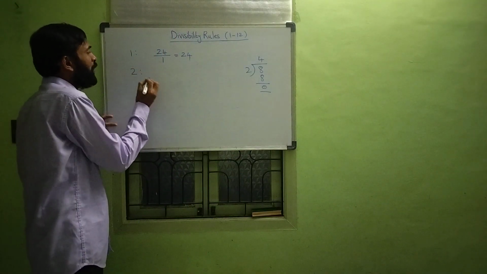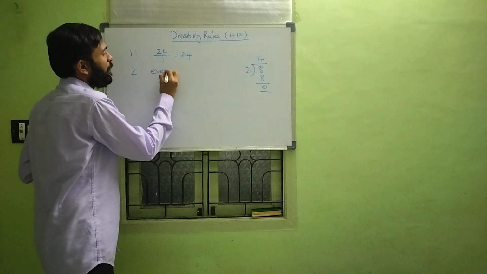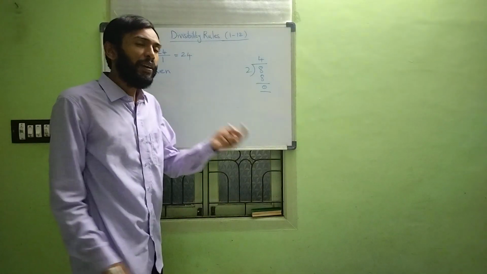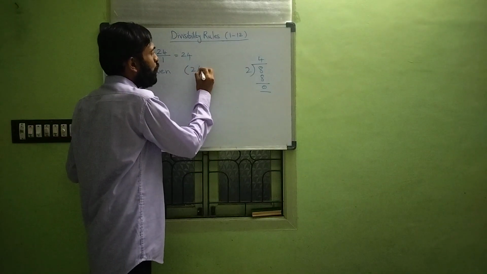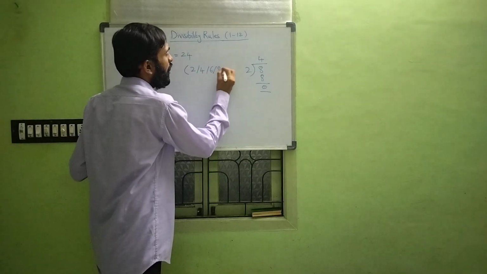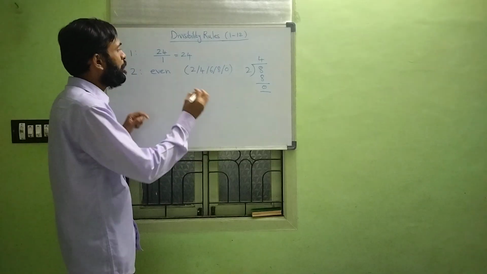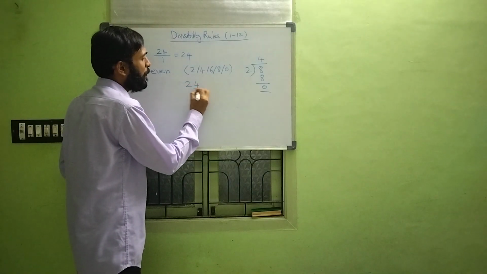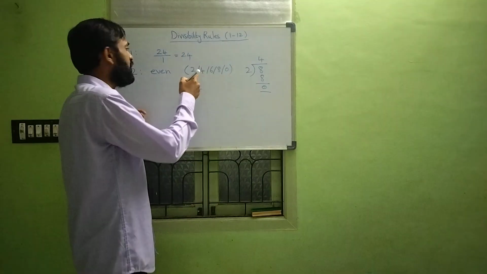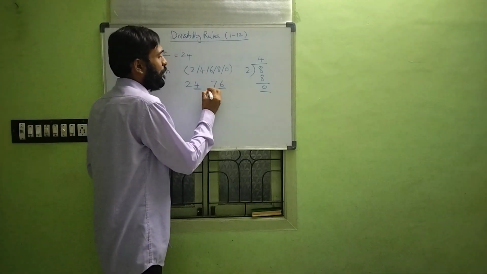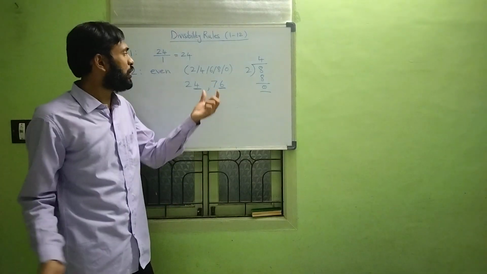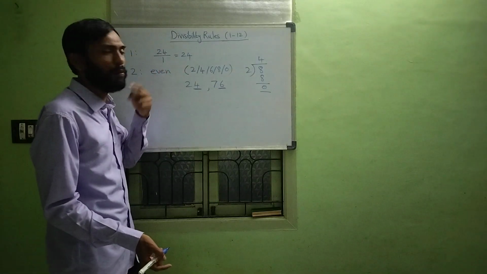For divisibility by 2, the number must be an even number. Even number means the number which ends with either 2, 4, 6, 8 or 0. For example, 24, the number ends with 4, so it is divisible by 2. Or you can take 76. The unit digit is 6, so the number is divisible by 2.